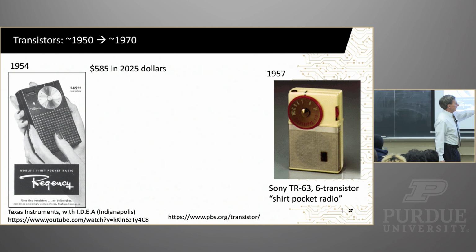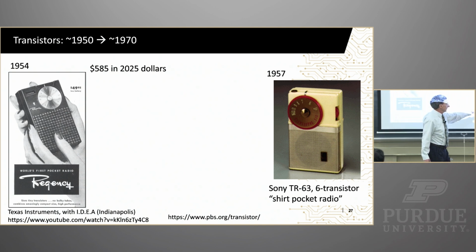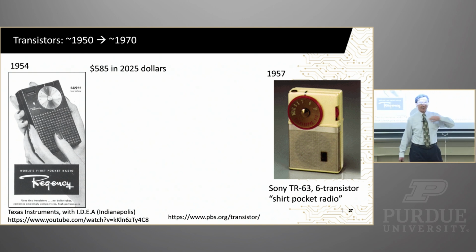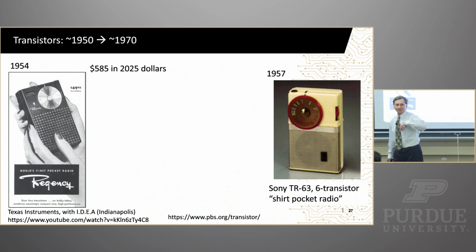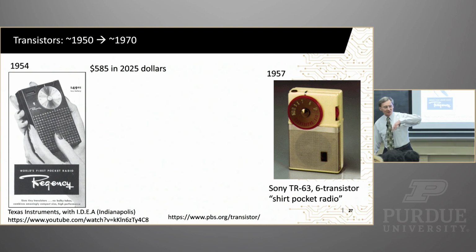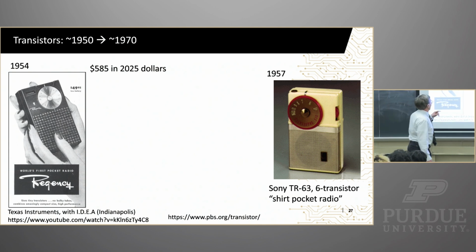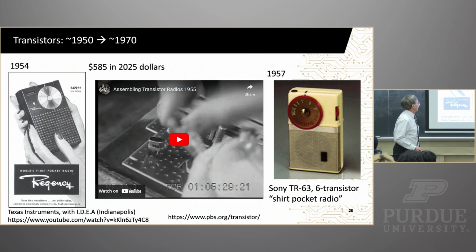This is one a few years later by Sony. This is what really got Sony started. It was a little 6 transistor, a little shirt pocket radio. It wasn't quite small enough, but it would kind of fit in your shirt pocket if you stretched it out a little bit. And this thing cost $49.95 in 1954, which is $585 in today's money. That was expensive, right?